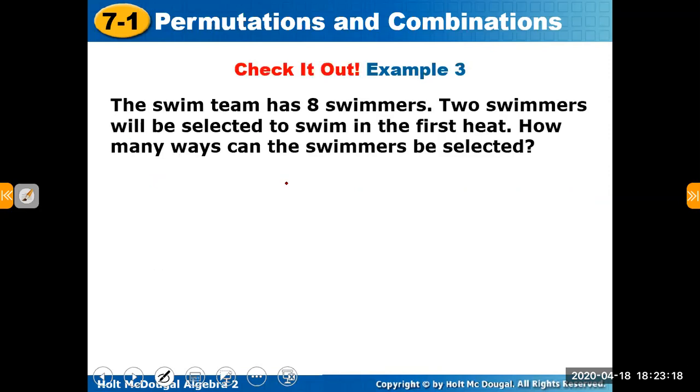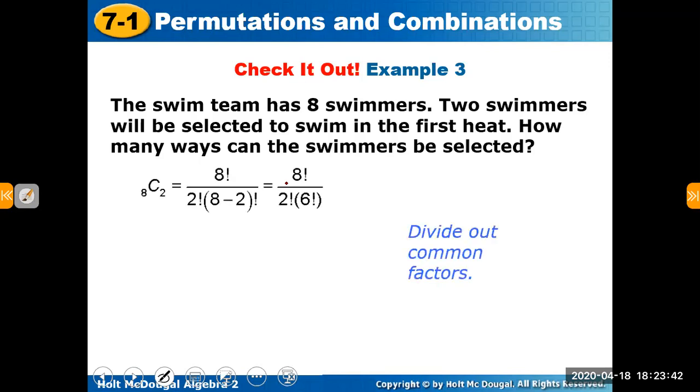The swim team has 8 swimmers. 2 swimmers will be selected to swim in the first heat. How many ways can the swimmers be selected? So there are 8 swimmers and you just have to select 2. Since you are selecting from 8 swimmers, there is nothing related to order here. So it is again a combination question. So just apply the formula for combination, 8C2.